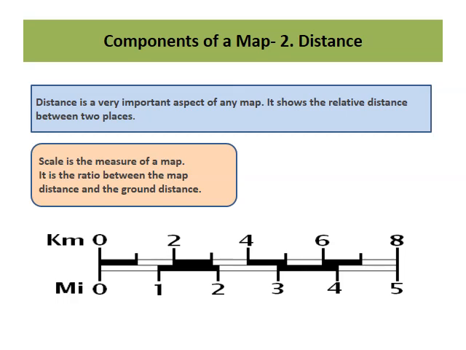So what is a scale? Scale is the measure of a map. It is a ratio between the distance between 2 points on the map and the distance between the same 2 points on the ground. It tells us how much distance on the map represents how much distance on the ground.